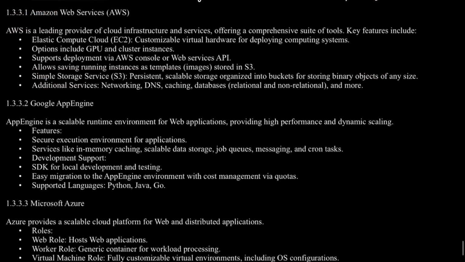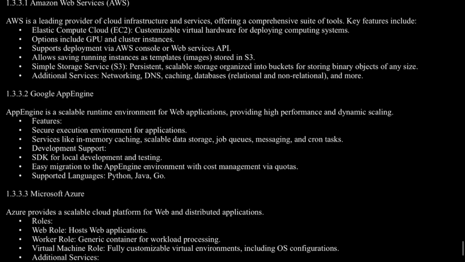Services. Next we have Google App Engine. So App Engine is a scalable runtime environment, that is platform as a service for web applications, providing high performance and dynamic scaling. Features are a secure execution environment for applications, services like memory caching, scalable data storage, job queues, messaging, and cron tasks are performed here easily. Development support includes the SDK for local development and testing, easy migration to the application environment with cost management via quotas, and multiple programming languages could be used, and resource optimization is done here. It supports multiple programming languages and all.